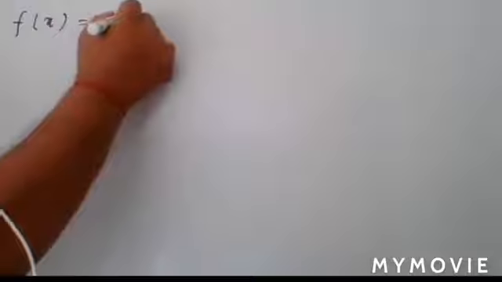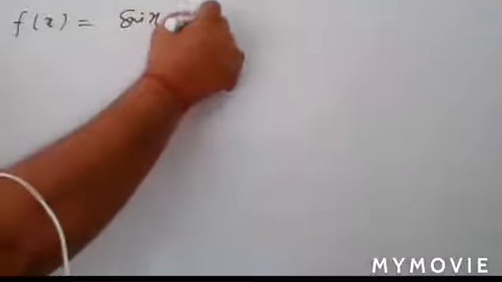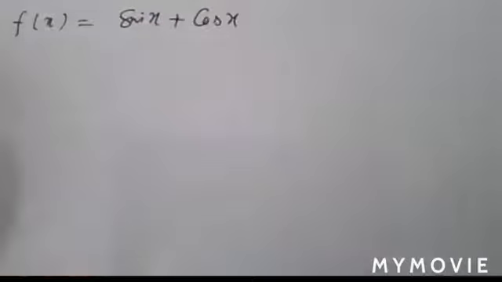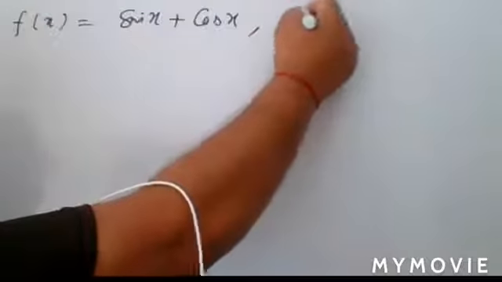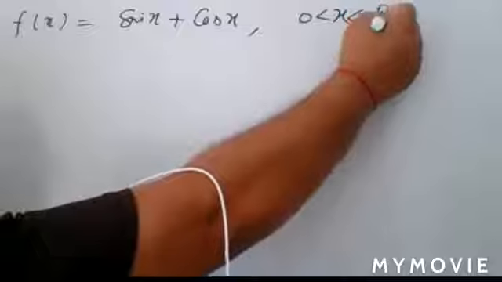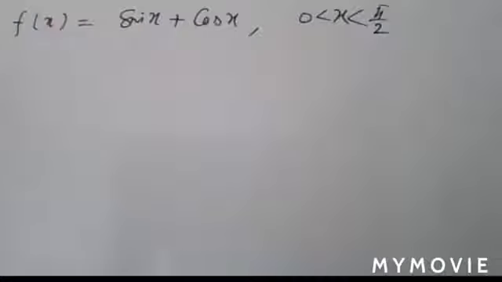Understand? Okay, so you write: find the local maxima and local minima, if any, of the function f x is equal to sine x plus cos x, where x is greater than 0 and less than pi by 2, by the first derivative method. Here you use the first derivative method.